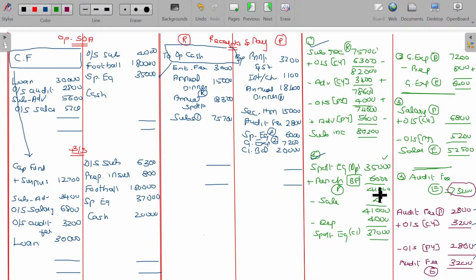In case of salary, 52,500, minus becomes plus, plus becomes minus. 52,500 plus 5,200, 57,700. If we subtract the 6,800 from here, 50,900, am I right? 50,900 being the salary payment. Salary paid 50,900. Yeah, finish up tallying the receipts and payment.